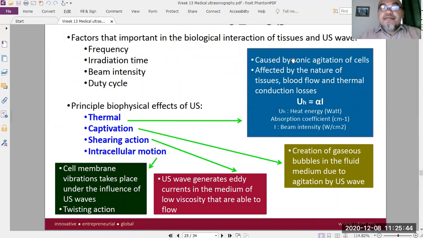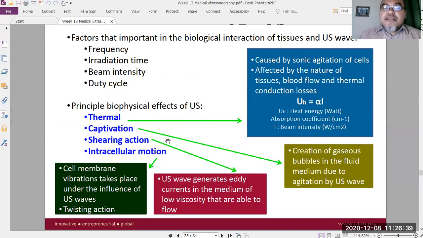Thermal means that it is caused by the sonic agitation of cells. So the cells are agitated by the ultrasonic wave. This will affect the nature of tissues, blood flow, and thermal conduction losses. The heat energy loss is due to the absorption coefficient of that tissue times the beam intensity. Some of the energy of the ultrasound will be absorbed by the tissue and converted into heat, heating the tissue. Cavitation is the creation of gaseous bubbles in the fluid medium due to the agitation by the ultrasonic wave.